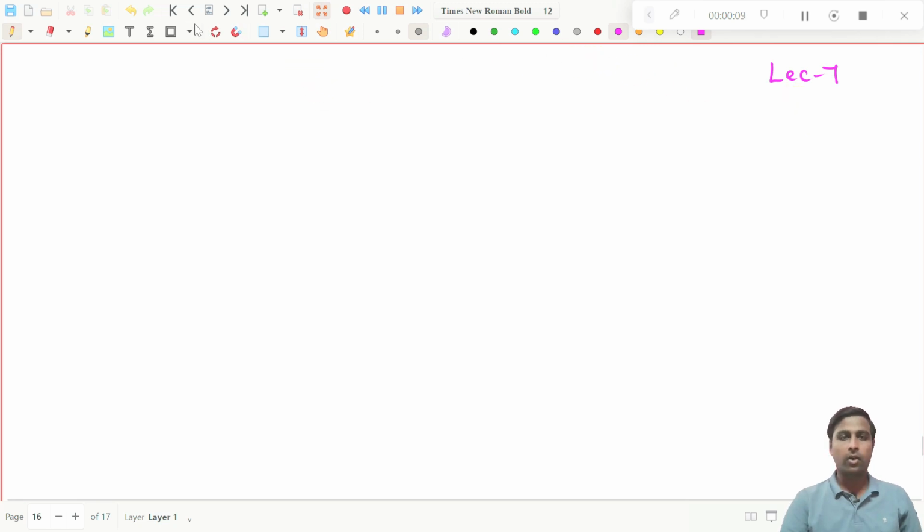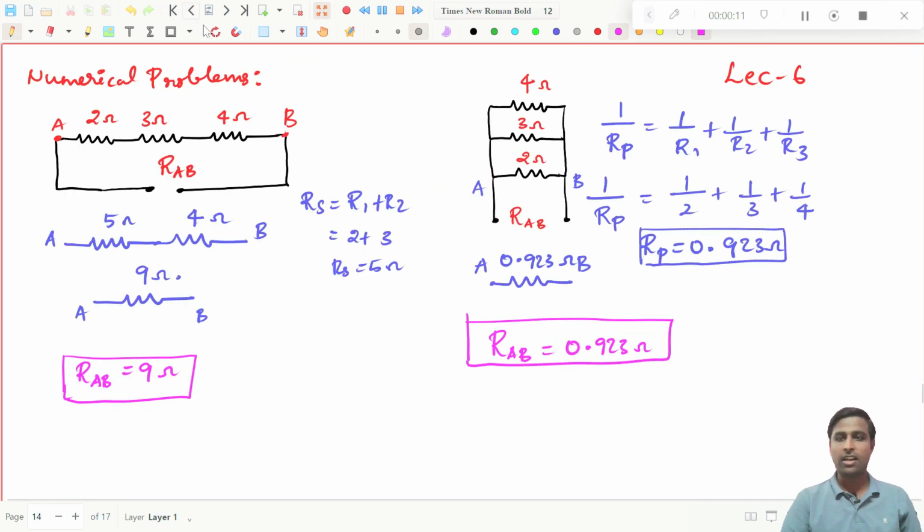And what are the topics we have seen in the last lecture? We have taken numerical problems, and we have solved resistors connected in series and connected in parallel. And we have found that if resistors are connected in series, then effective resistance will be increased, and if resistors are connected in parallel, then effective resistance will be reduced. That is what we have seen.